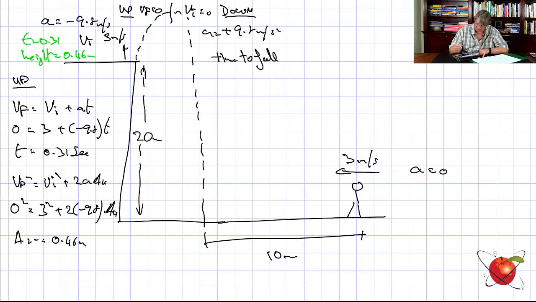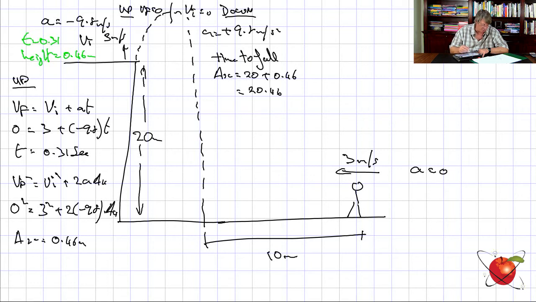Time to fall. How far is it falling? All right, it's falling, delta x is equal to 20 plus 0.46, which is going to be equal to 20.46. Yep.